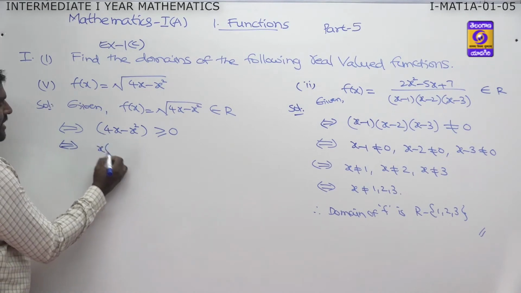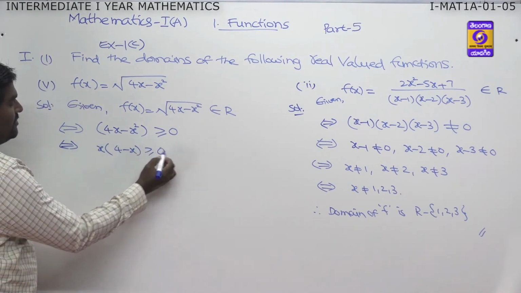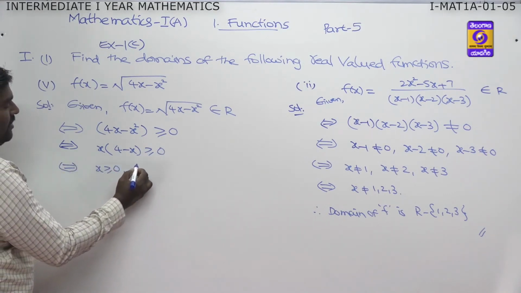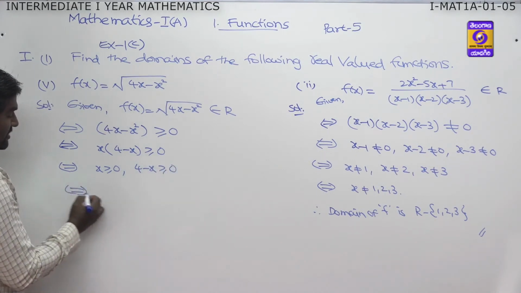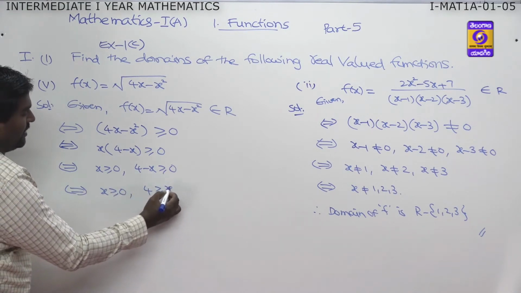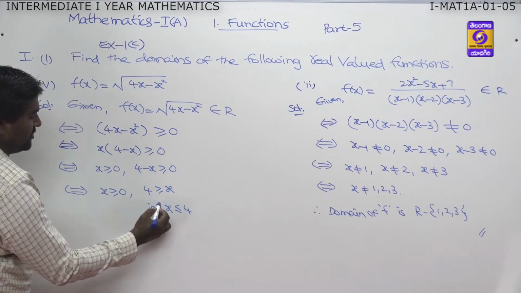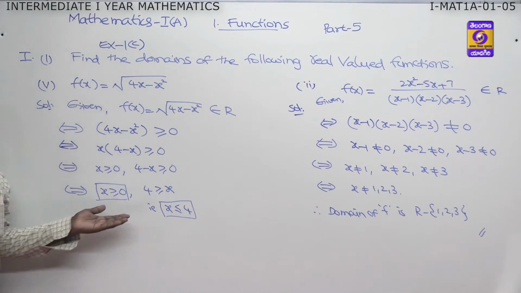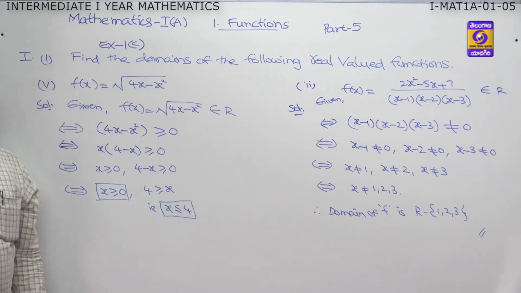We can take x as common here. x into 4 minus x greater than or equals to 0, which implies x is greater than or equals to 0 and 4 minus x is greater than or equals to 0. That is, 4 is greater than or equals to x, that is x is less than or equals to 4. Here we are getting the values of x as x is greater than or equals to 0, x is less than or equals to 4.